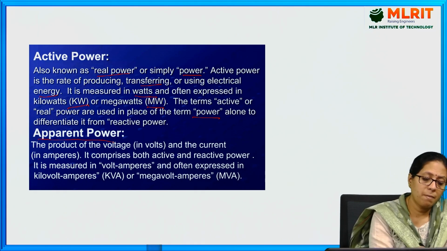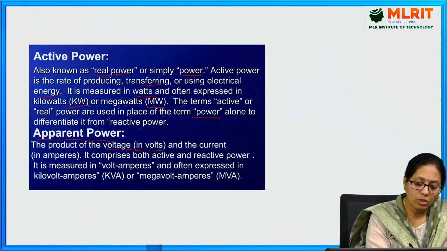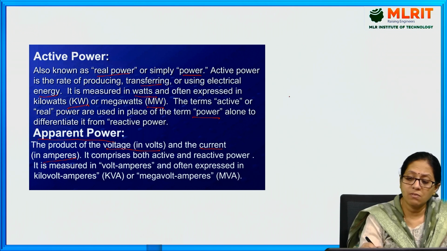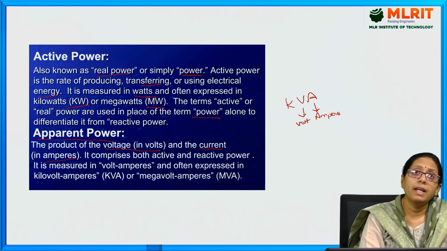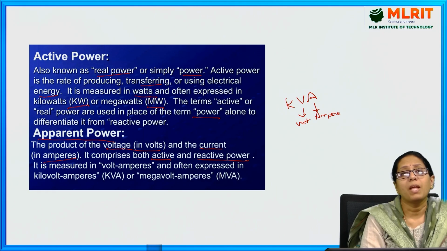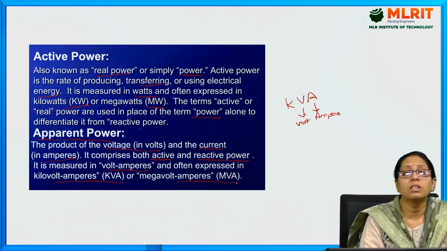Next is apparent power. Apparent power is the product of voltage as well as current. That is why its unit is kVA, that is volt and ampere. It comprises both active as well as reactive power, and it is measured in volt ampere, or often in kilovolt ampere or megavolt ampere.